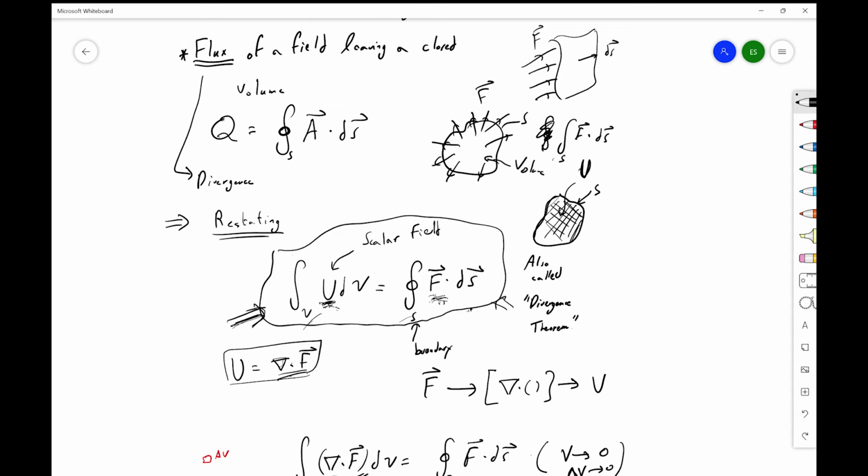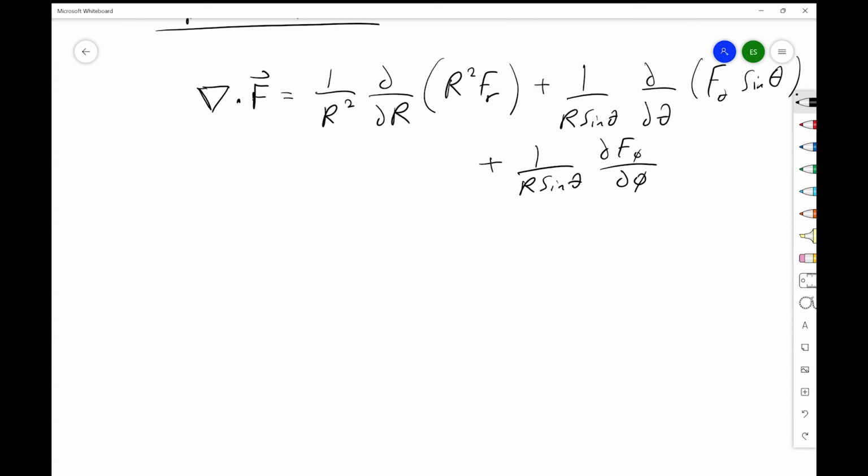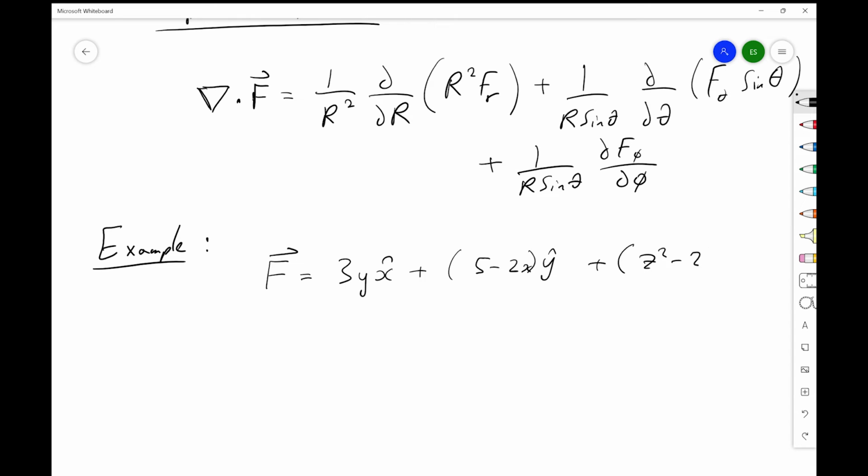So before I go into circulation now or curl, let's do quick examples from the textbook. Simple examples, really. This is all mechanical once you know what the formulas are. So let's say someone tells you, your grandma comes and says, hey, suppose there's a field that's equal to 3y x hat plus 5 minus 2x y hat plus z squared minus 2 z hat. What is the divergence of that field? 5 minus 2x.